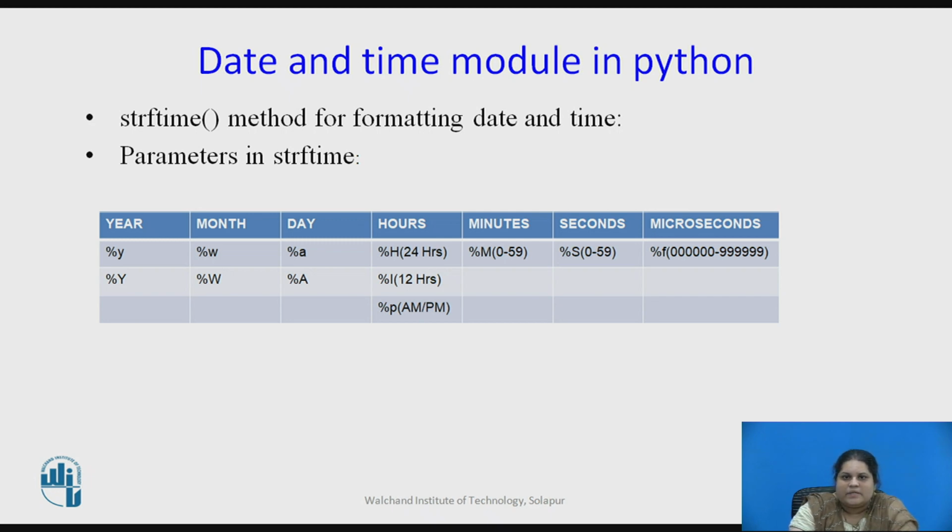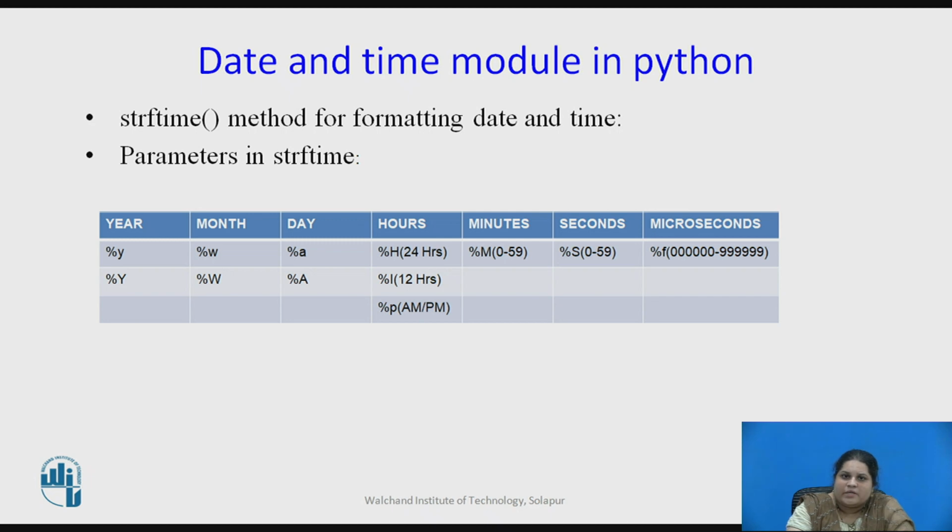Now moving toward the next, which is related to the month. Similarly, the month will be displayed. For example, first of all we use the percentage small b. Suppose the month is June. The short version of the month, that means only JUN, will be displayed. Whenever we consider the capital B, in that case the full version of the name, that is JUNE, will be displayed.